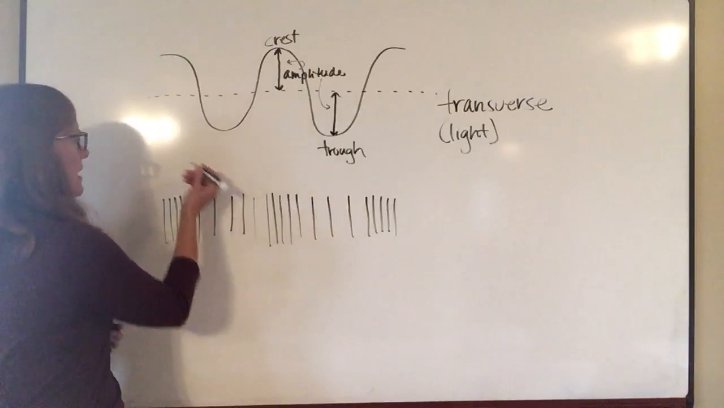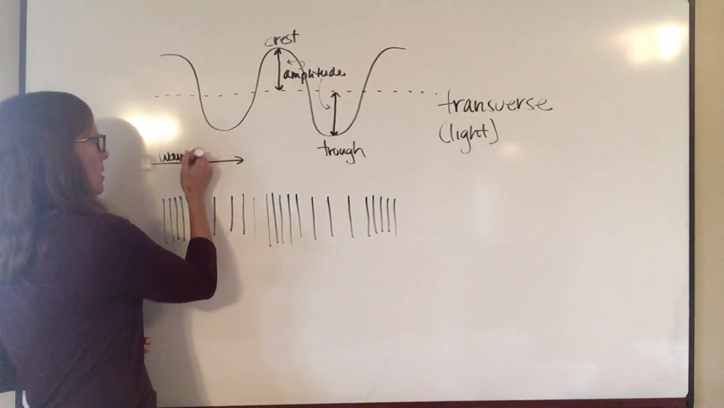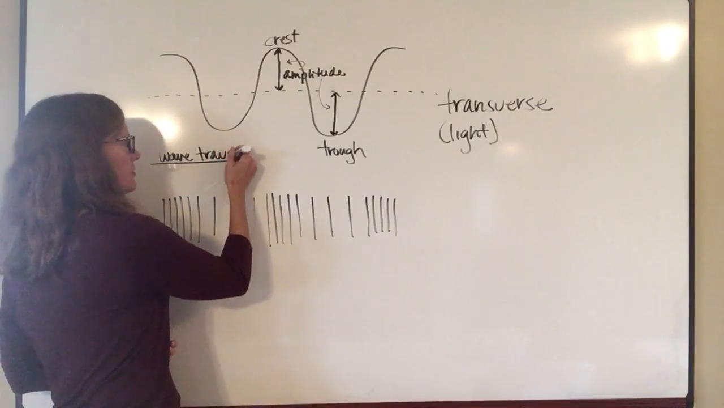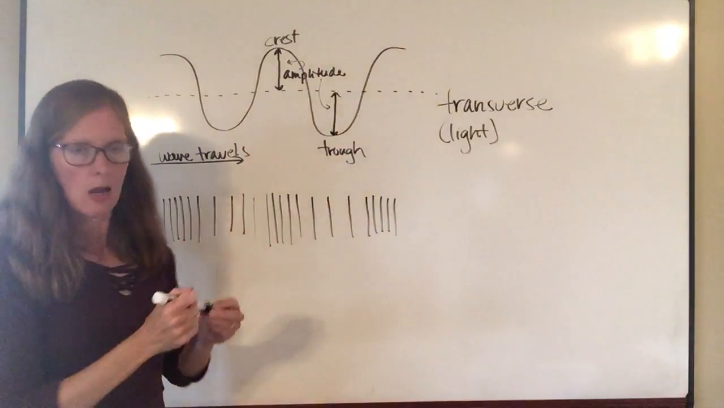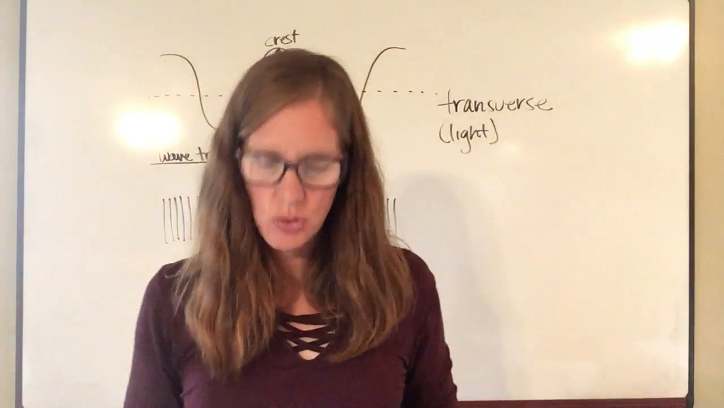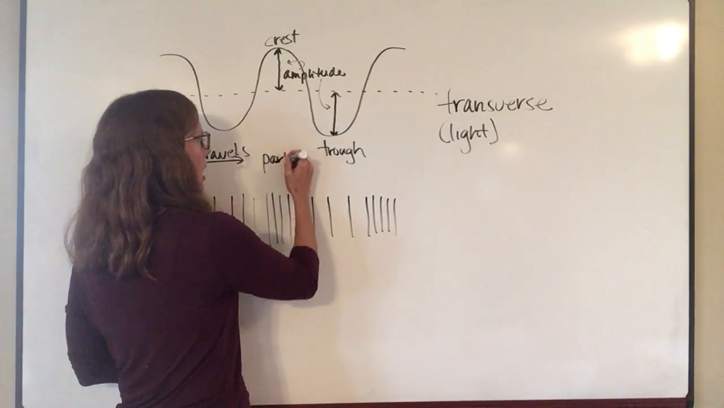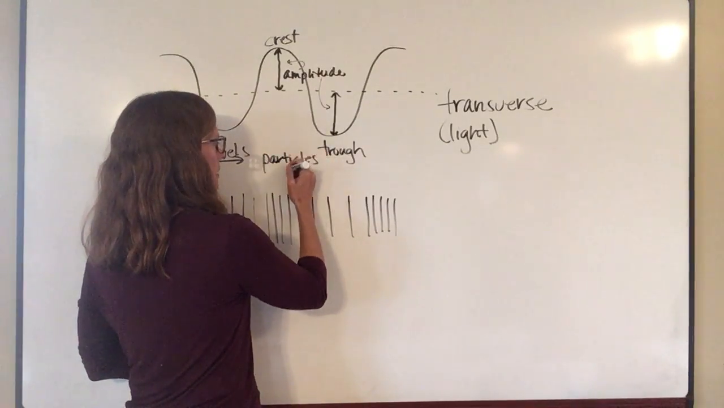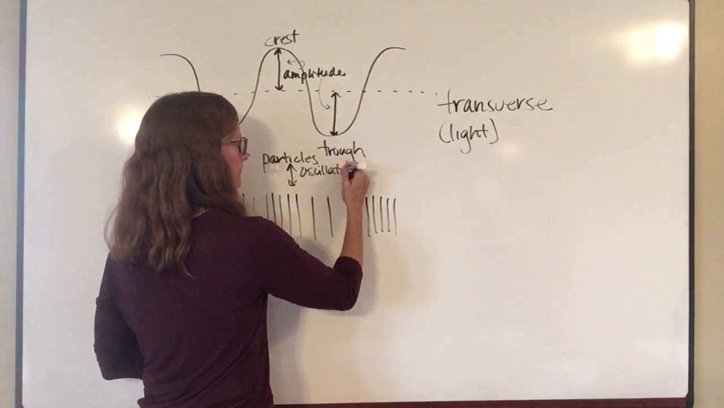If we say that the direction of wave travel is, in this case, off to your right, as the wave is traveling that direction, your particles are actually going to oscillate up and down this direction like this. So this is called oscillation.